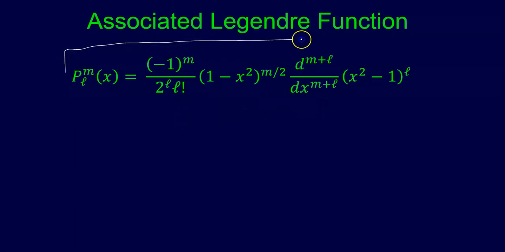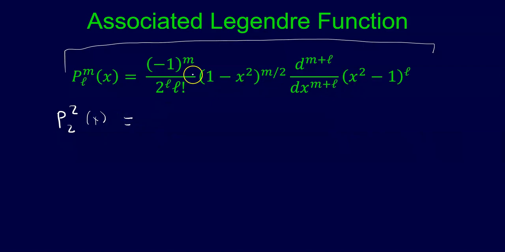So if you're like me, this looks really scary at first. And so let's try to go through and unpack this a little bit and try to understand it, hopefully, a little bit better. And so let's look at an example. Let's take the associated Legendre function, L equals 2 and M equals 2 of some function x here.